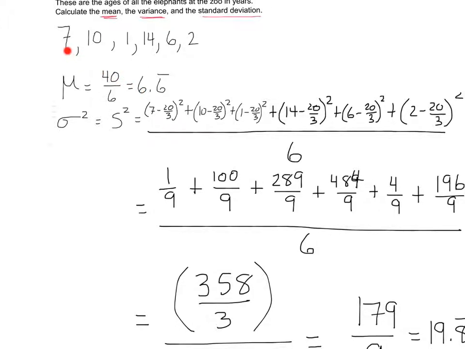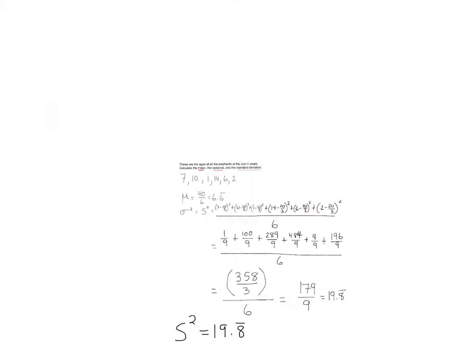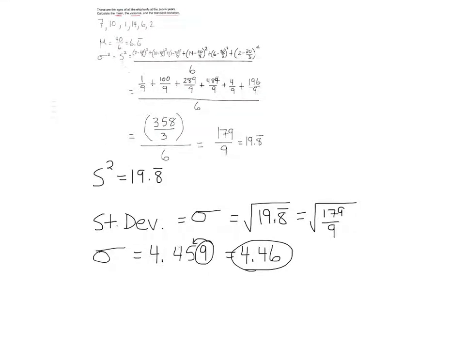Now this elephant's less than a year from the mean. But this elephant's like 3 years from the mean. This one's like 5.5 years from the mean. This one is like 8 years from the mean. On average, our elephants are how far from the mean? Almost 4.5 years from the mean. That's what your standard deviation tells you: how far each individual is on average from the mean.